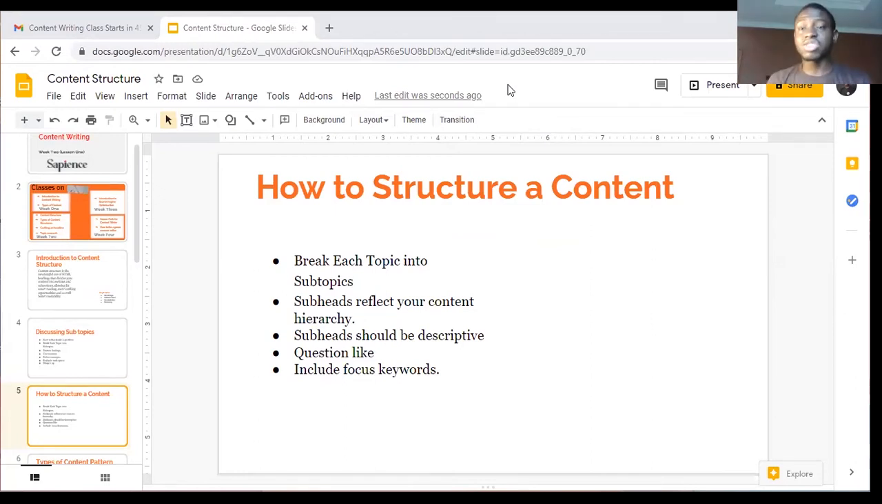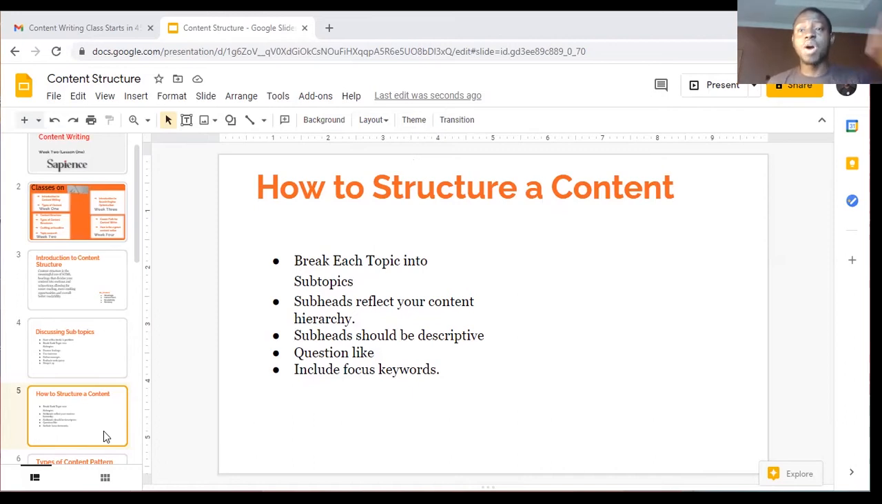A teacher does not just come to the class and give you definitions and list everything down. No, it's not a storybook. It's a class note you're writing. Think of it as a class note. And then you have to have subtopics. And also let your subheads reflect your content hierarchy. What does this mean? It means you have to take your reader on a journey.